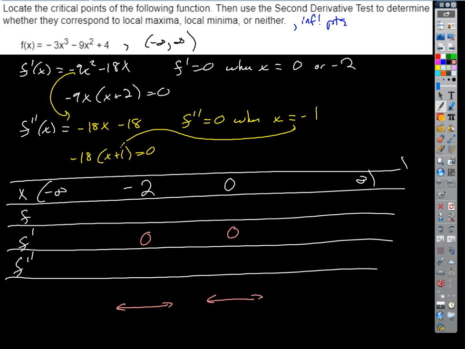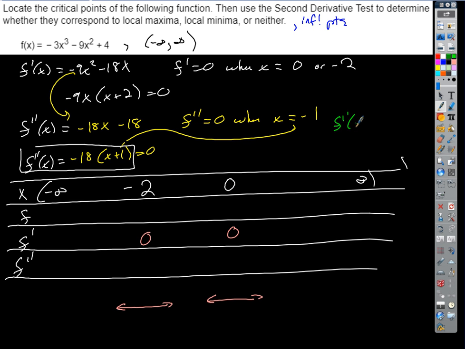Okay, let's look at the second derivative row now. We've got it in factored form right here, don't we? So f double prime of x equals negative 18 times x plus 1. You could use either row, but when it's in factored form, it's really easy. All we need to know, if we want to apply the second derivative test, is what's the sign of the second derivative at each of these first derivative critical numbers? What's the sign of f double prime when x is negative 2?